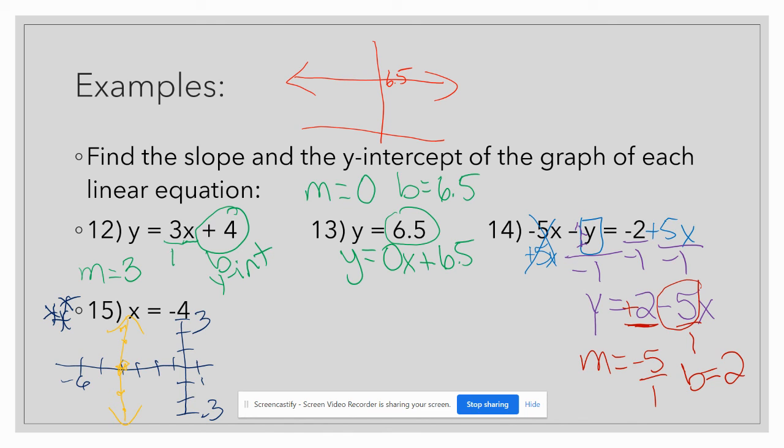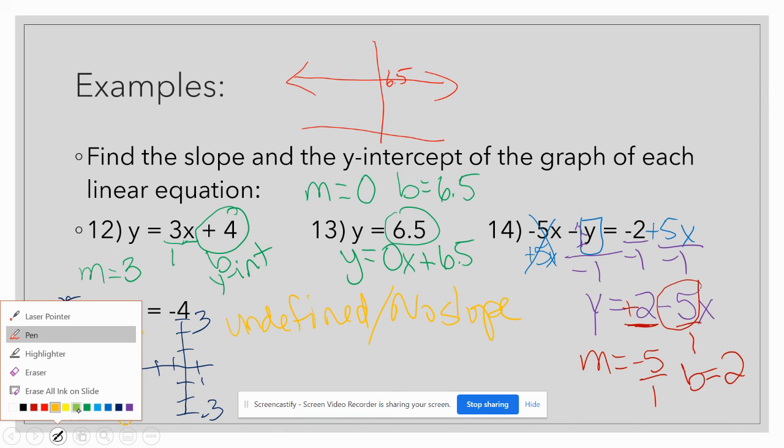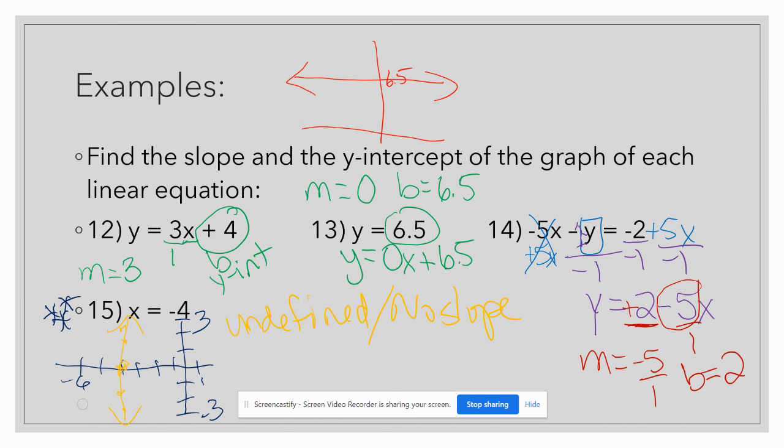So we talked about in the last set of notes for 3.5 that a vertical line has undefined or no slope, right? Undefined or no slope. What we did not talk about was the y-intercept. So our slope is undefined or no slope, but what about the y-intercept?